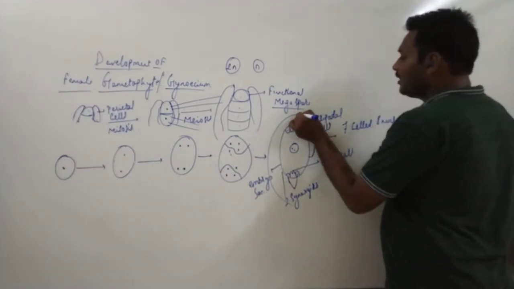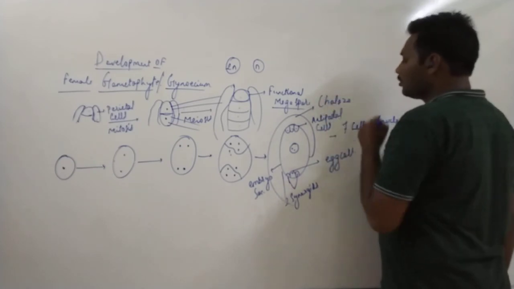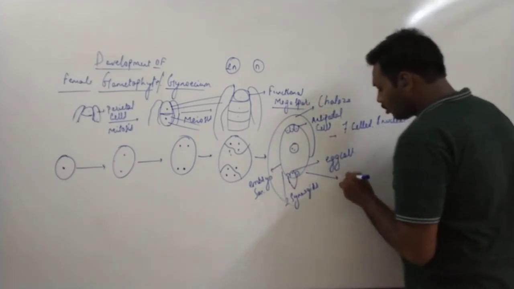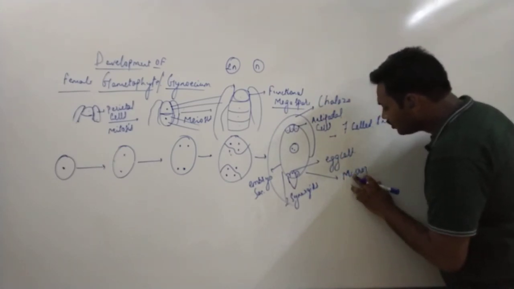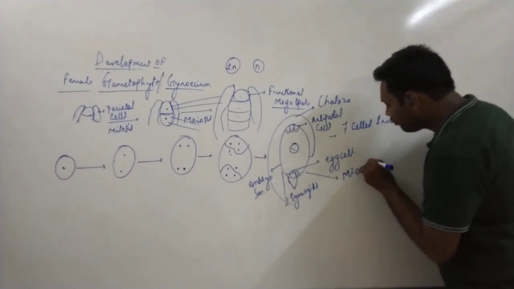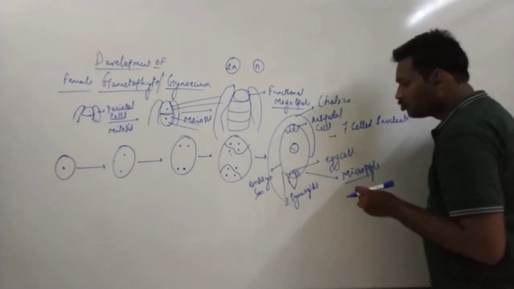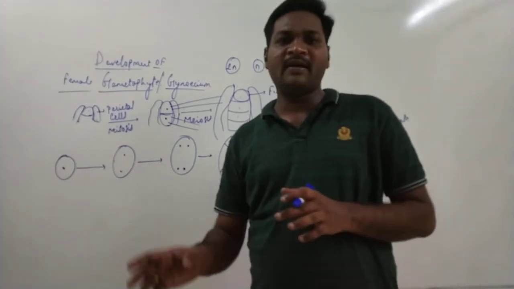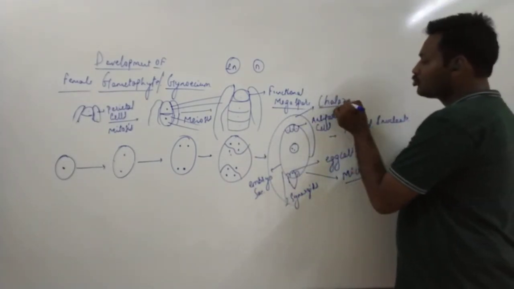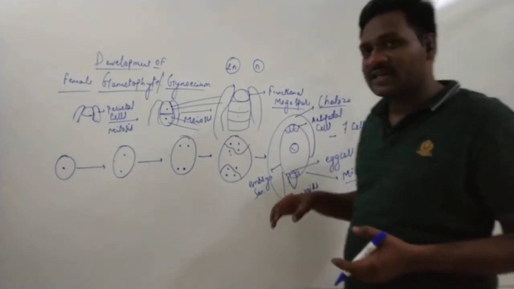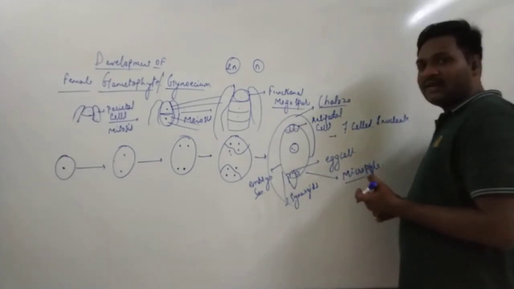This end is called chalaza, and this end is called micropyle. Micropyle is the region from where the male gamete generally enters, and it may enter through the chalaza also. When the male gamete enters from the chalaza, that is called chalazogamy, and when it enters from the micropyle, it is called porogamy.